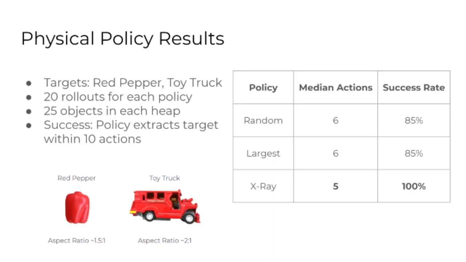Similarly, in 20 rollouts with 25 object heaps on the physical system, with a Photoneo Fox depth camera and ABB YuMi robot, we find that the X-ray policy again outperforms baselines, extracting the target object 100% of the time in fewer median actions. We find that the X-ray policy synergizes well with the concurrent segmentation of the scene. For example, under-segmenting and over-segmenting problems are reduced, as they can be mitigated by the weighting of the masks with the occupancy distribution prediction.